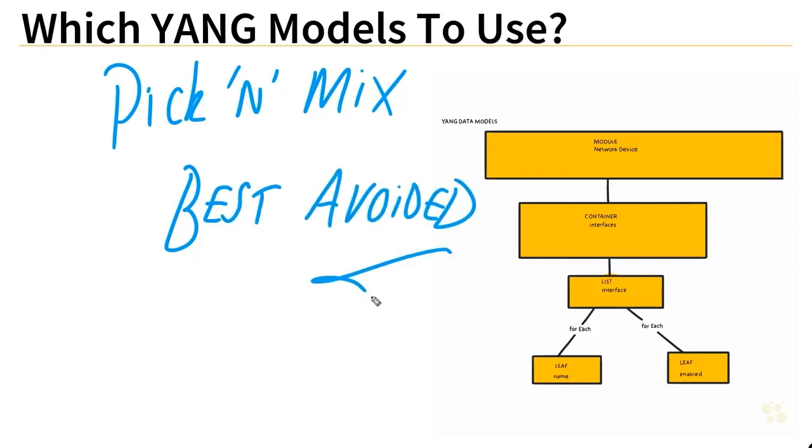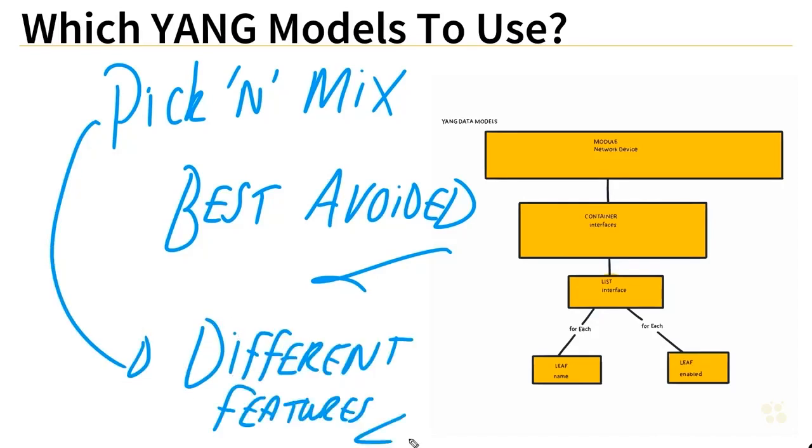That said, if you're going to implement this type of mix and match approach, then make sure the mix and match is from different features. You don't want to be using the native model and the OpenConfig model for network interfaces, for example. If you do this, you're probably asking for trouble and are going to experience a lot of unforeseen and unexpected events.